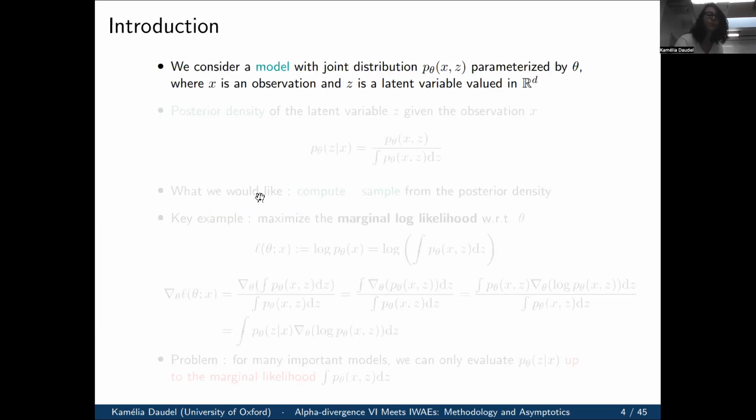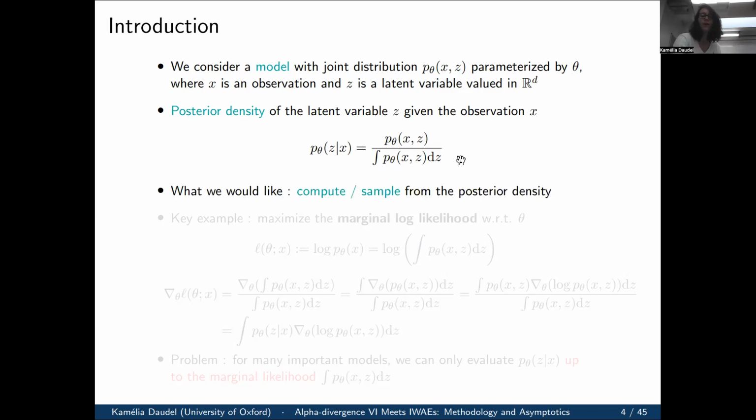All right, so let's go with the setting. We're going to consider a model with joint distribution p_theta of x comma z, which is parameterized by theta, and where x is an observation and z is a latent variable, which is going to be valued in R^d. In that case, the posterior density of my latent variable z, given my observation x, is of this form, that is to say, I've got the joint divided by the normalizing constant, which is the integral of my joint with respect to z.